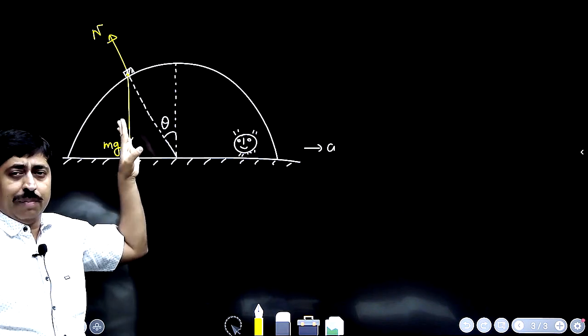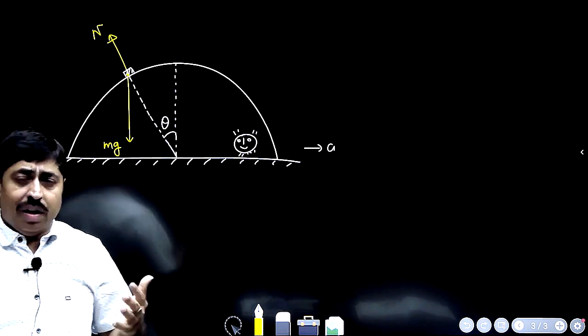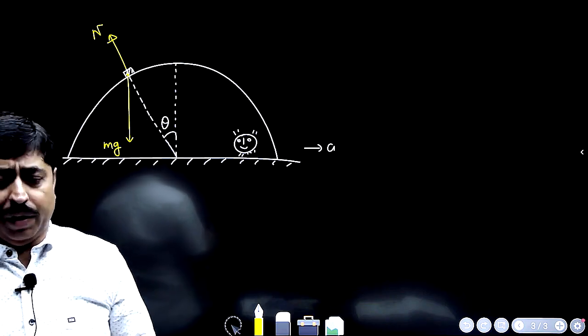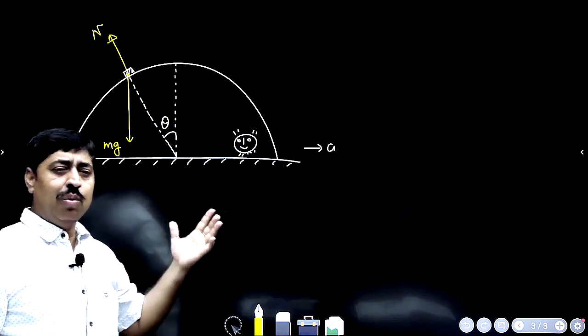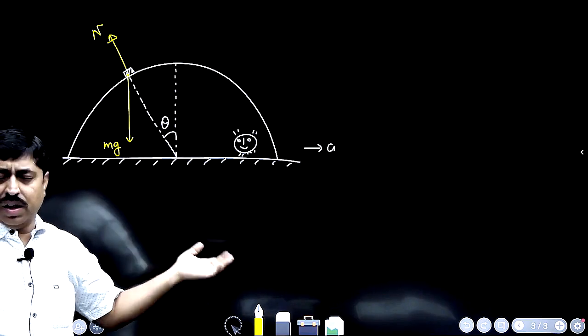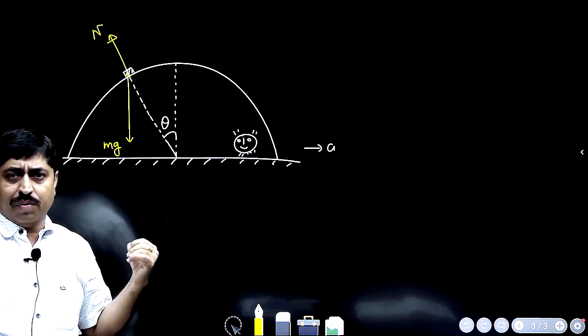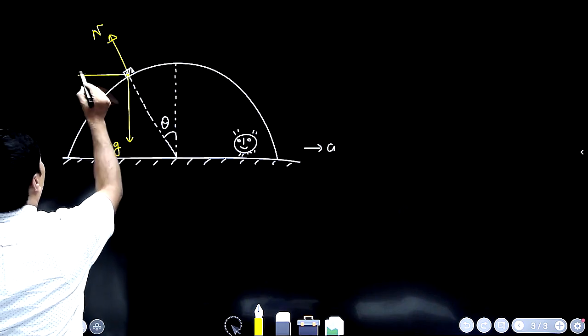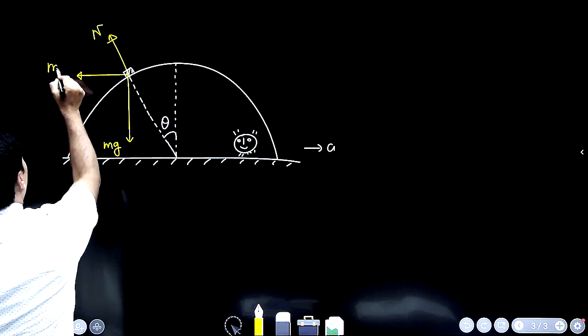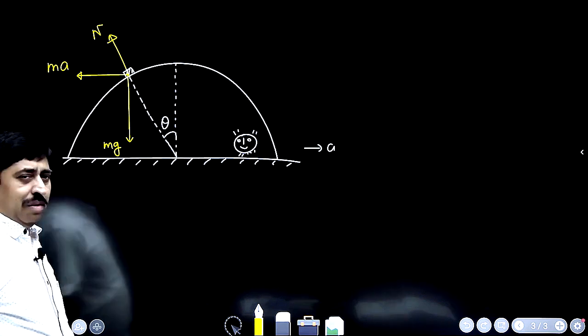These are real forces, meaning I can actually tell who is applying the normal reaction. It is the hemispherical surface. I can actually tell who is applying this mg force. It is the gravity of the earth. Earth is applying this force. But if you ask me who is applying this force, I do not have a very clear answer.